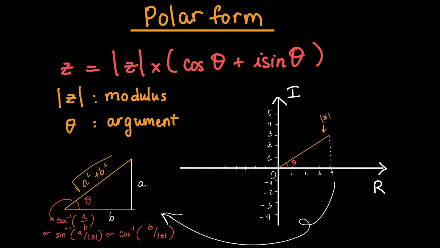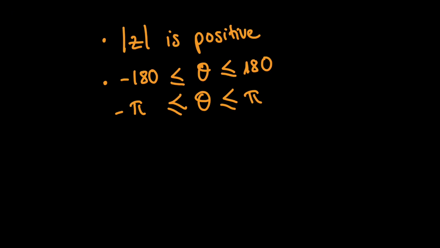And for the argument, we're going to use trigonometry to find the angle in question. There are many ways. You can use tan inverse of the opposite side over the adjacent side, or you can use sine inverse or cos inverse.